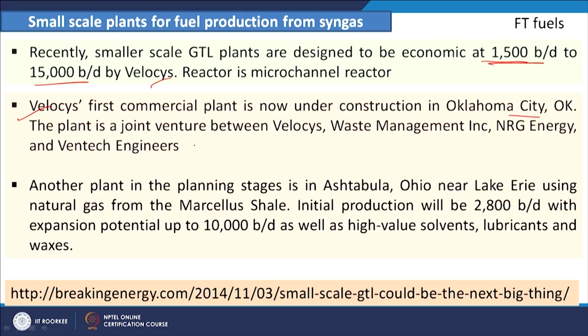The plant is a joint venture between Velocys and Waste Management. Another plant in the planning stage is Ashtabula, Ohio, near Lake Erie, using natural gas from the Marcellus shale. Initial production will be 2800 barrels per day.